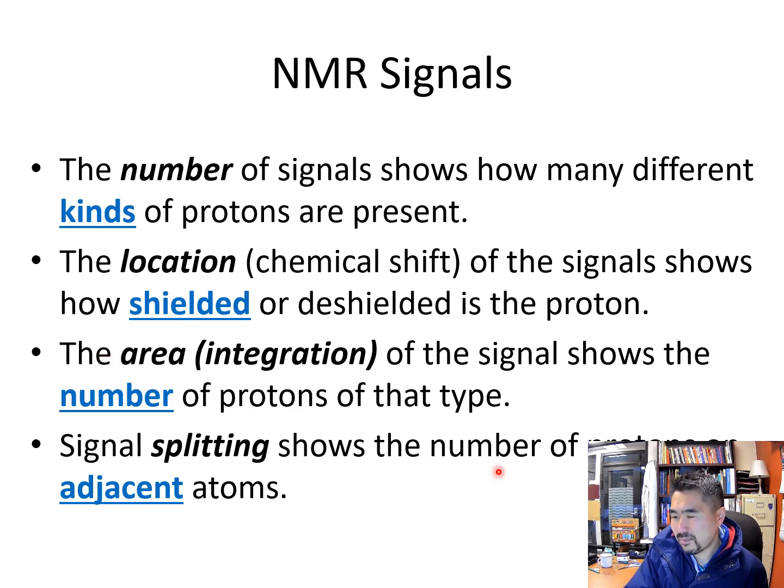How big the proton signal is, or the area or integration of the signal, tells you how many identical protons are included in that one signal. Okay, remember the identical equivalent protons give rise to just one peak or one signal. So the area or the integration of the signal is important.